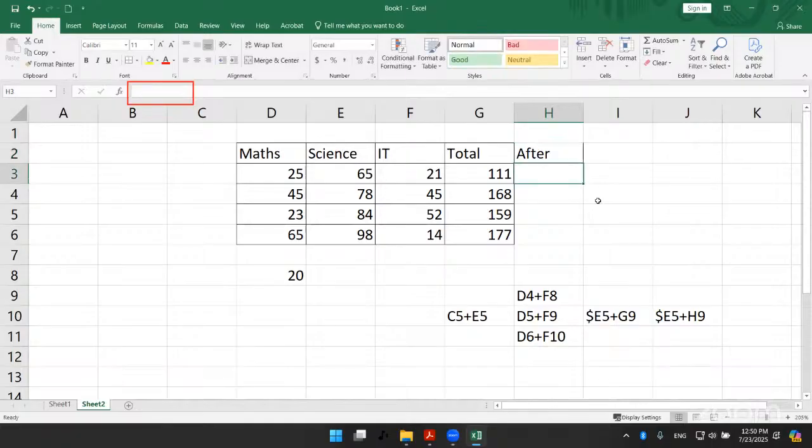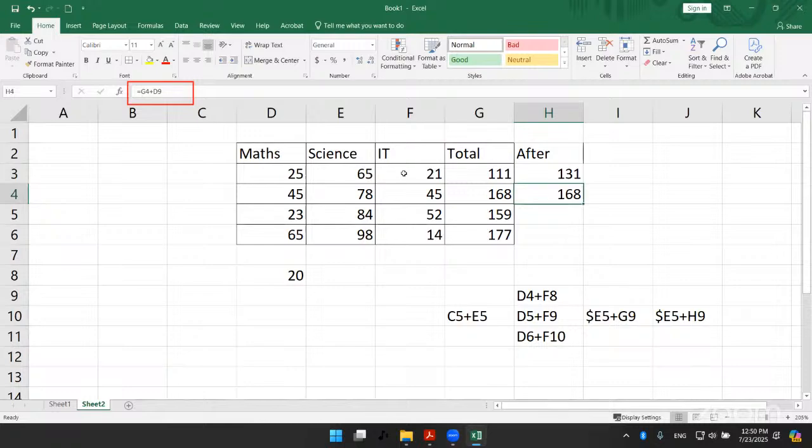How can I write this? I can just put equal and this one plus this one. Okay, so then those two will be added. But if I drag this one down, what will happen?